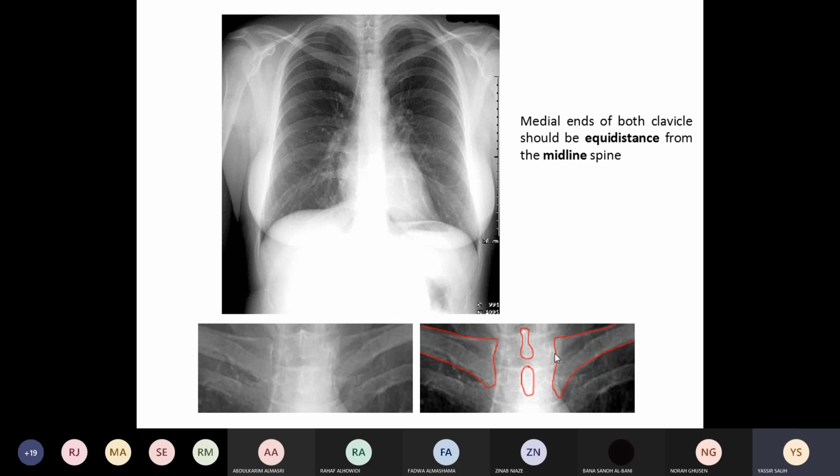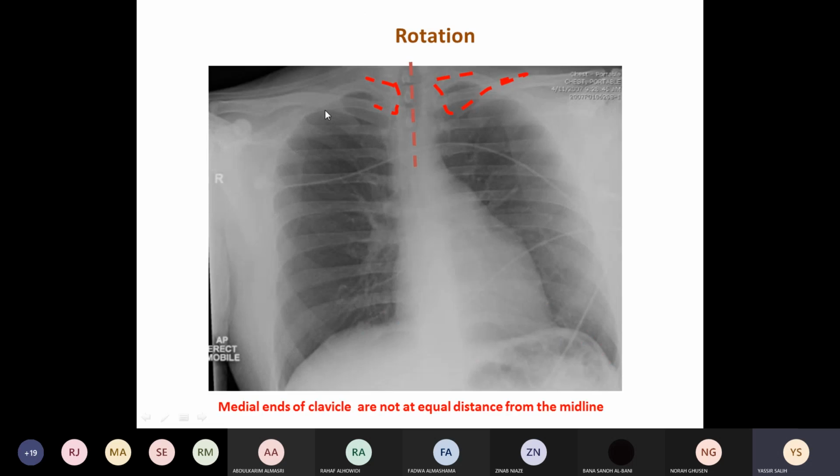This is explained in this magnified film. This is the spinous process. You can measure the distance from the medial end of the left clavicle to the spinous process and the medial end of the right clavicle to the same spinous process. If they are equal, this means this patient is centered, not rotated to one side. Because if the patient is rotated, this may affect the quality. One side may be more opaque than the other.